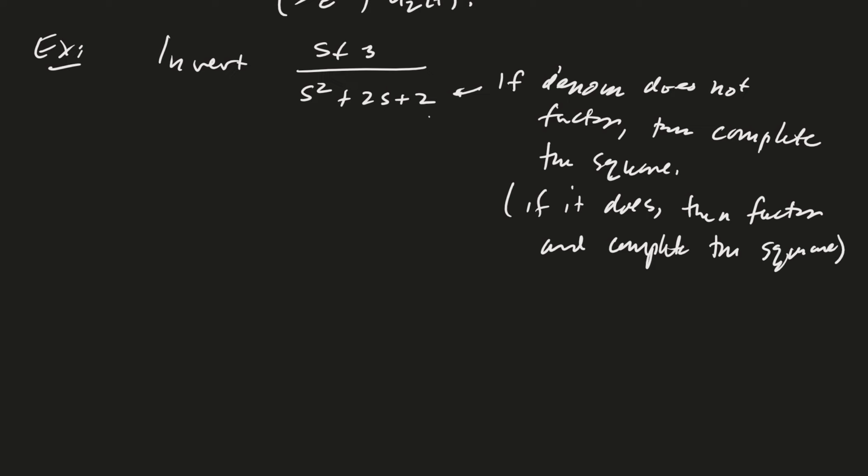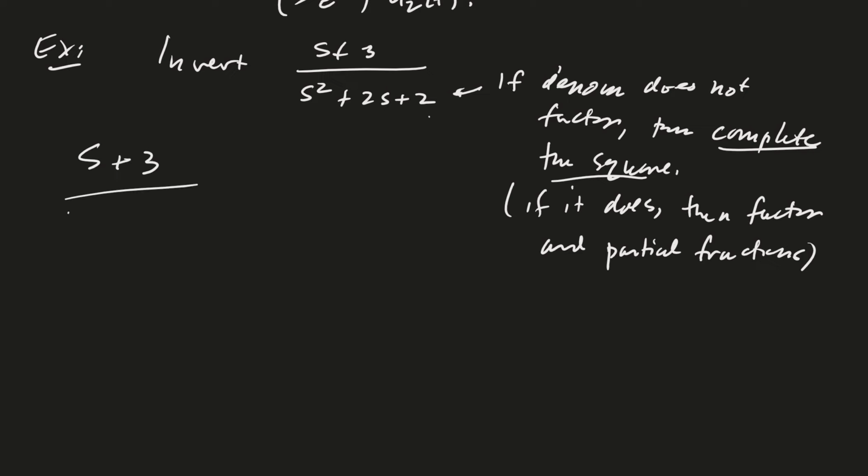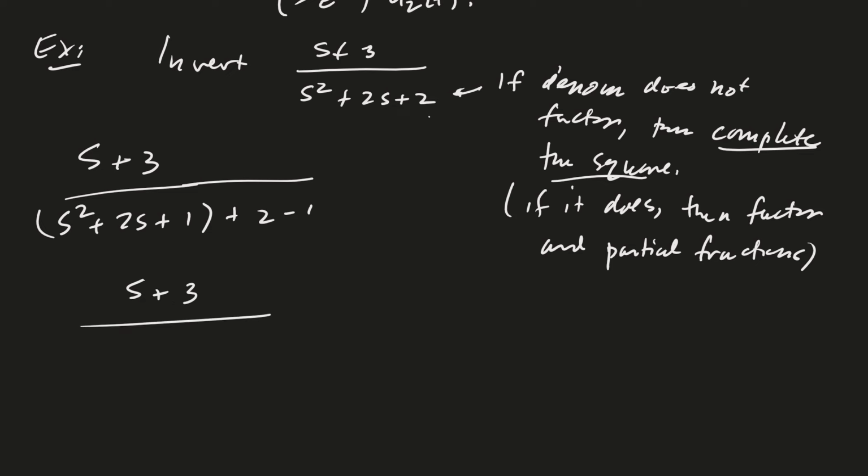Okay, so what we're going to do is, that's not completing the square. Sorry about that. That's partial fractions. I was thinking about completing the square. Good. So we're going to complete the square on this one, since the denominator is an irreducible quadratic. Take half the middle term squared, and that's a 1. So if we add 1, we also have to subtract 1. So we have s plus 3 divided by s squared, and let's go ahead and write that in its factored form.